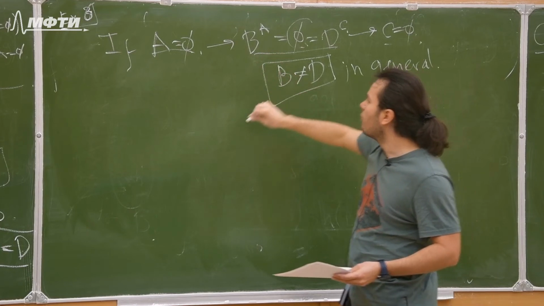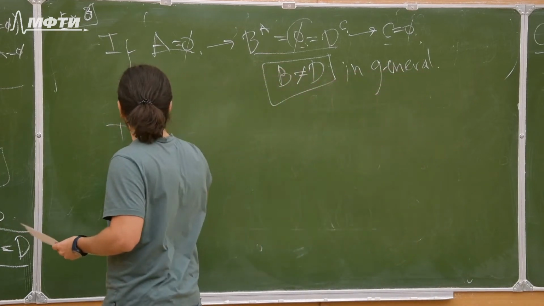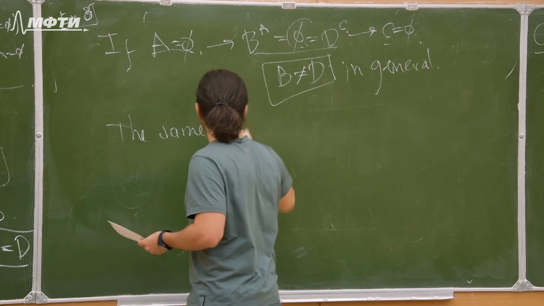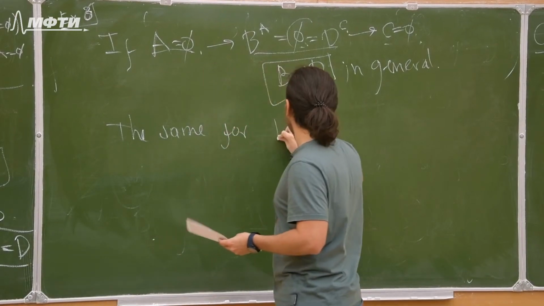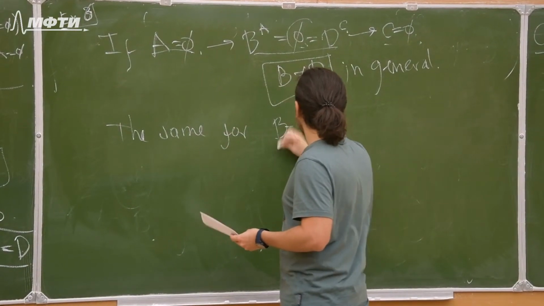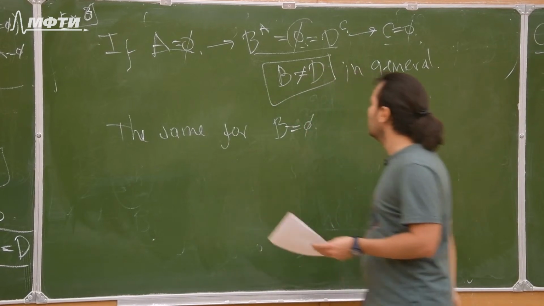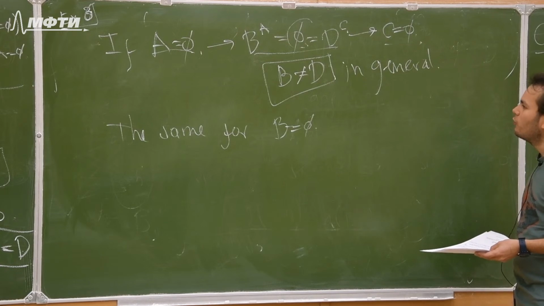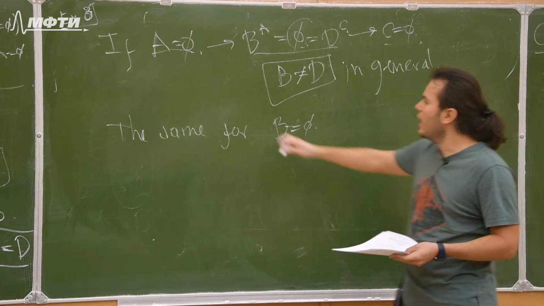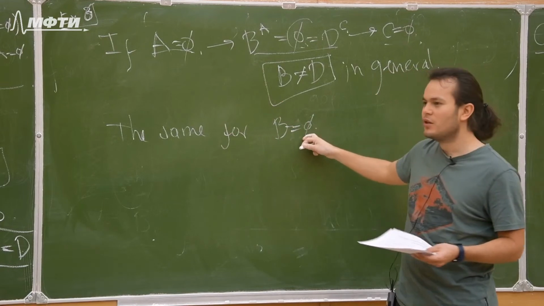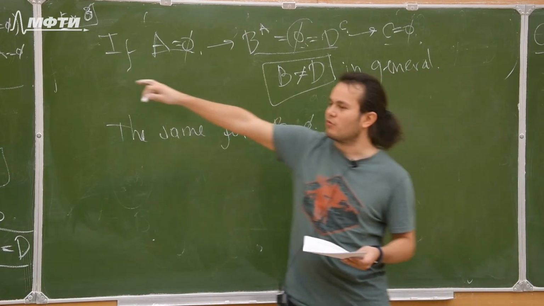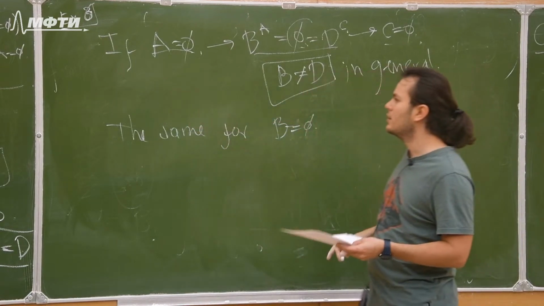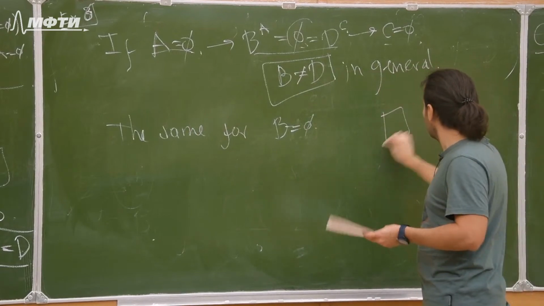And the same for B being empty. Okay, so for A empty or B empty, this is not true. This condition doesn't hold. And we are done with this proof. Okay.